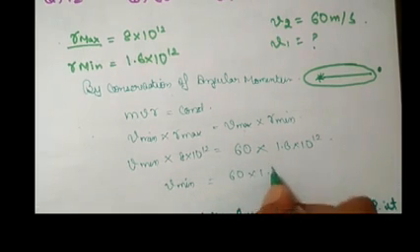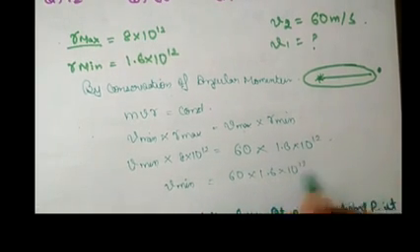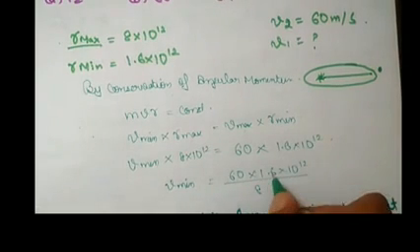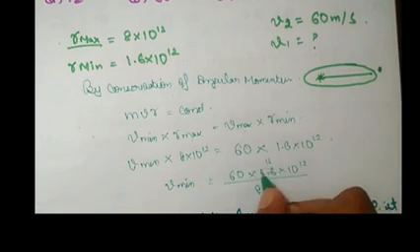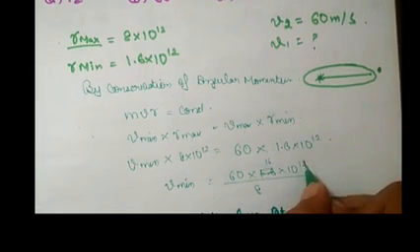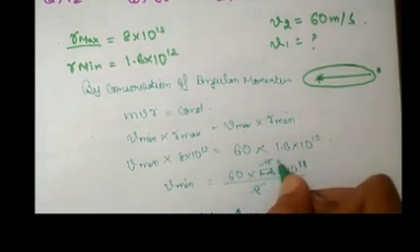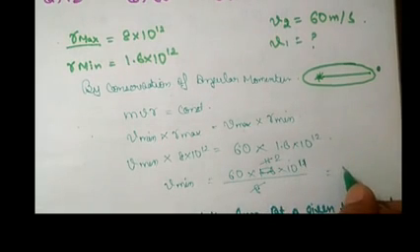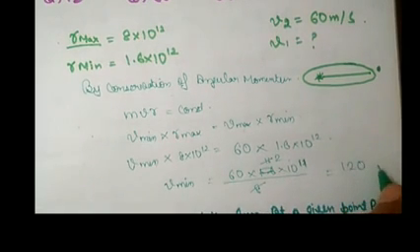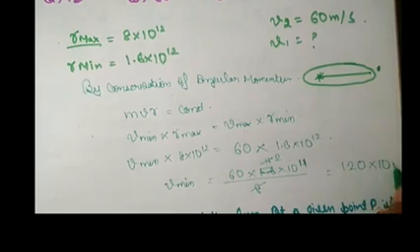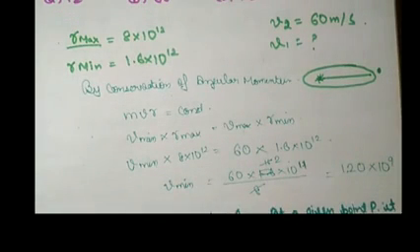60 into 1.6 into 10 raised to the power 12 by 8. So let it make 16. So here it will become 10 raised to the power 11. 8 1 is 8, 8 2 is 16. So it will be 12 meter per second. So this is our answer.